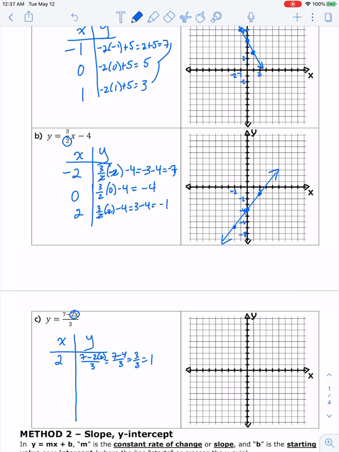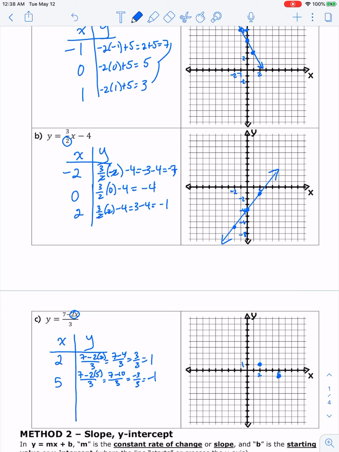So maybe if I use 5? What if I use 5? Let's see. 7 minus 2 times 5 over 3 is 7 minus 10 over 3, which is negative 3 over 3, which equals negative 1. So 2, 1 is right here. 2, 1. 5, negative 1. 2, 5 is here, and negative 1 is there. So there's 5, negative 1.